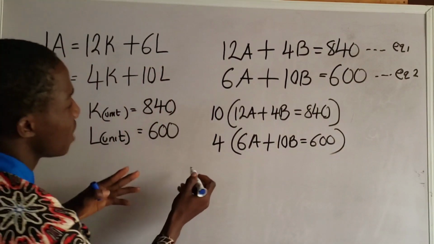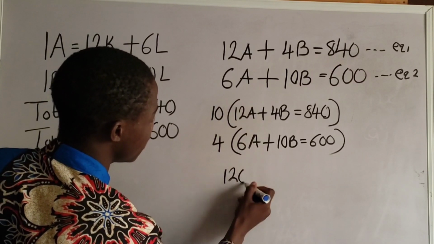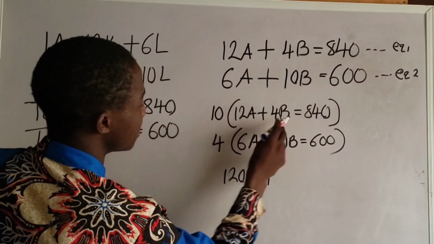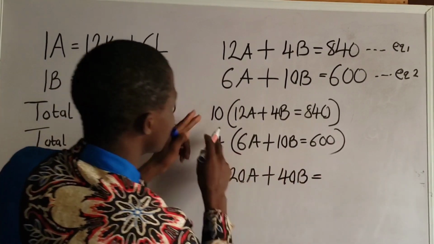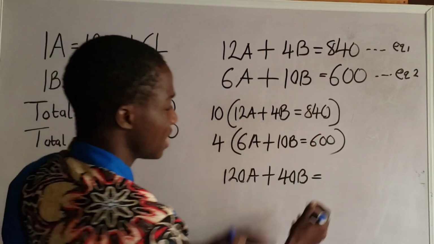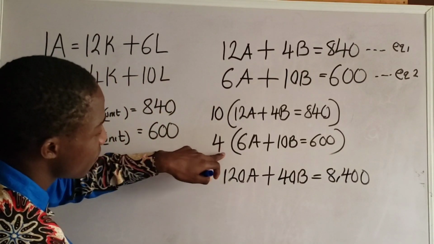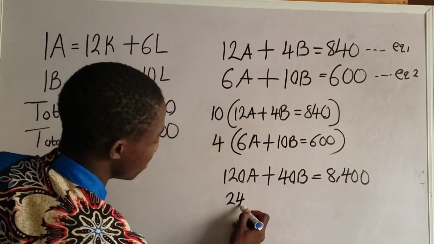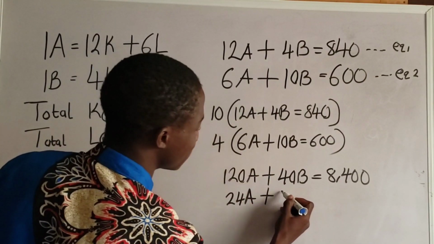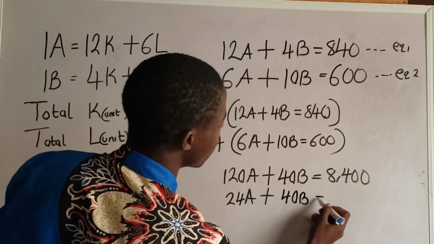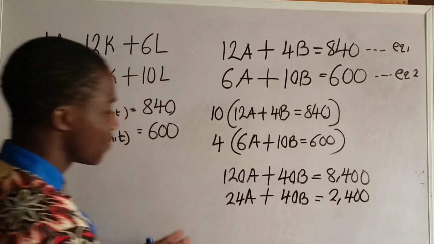Okay, open the bracket now. We are going to have 10 multiplied by 12. That is 120A plus 10 multiplied by 4. That is 40B equals 10 multiplied by 840. That is 8,400. And for the next one, I have 4 multiplied by 6A. That is 24A plus 4 multiplied by 10B. That is 40B equals 4 multiplied by 600. That is 2,400. So you have seen that.